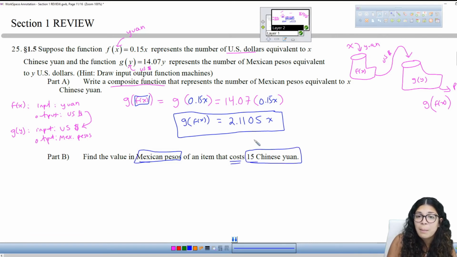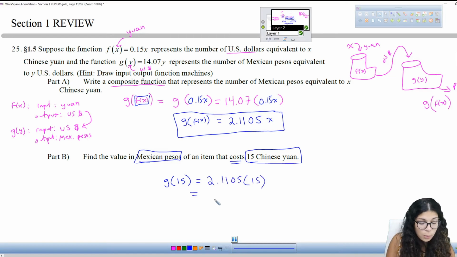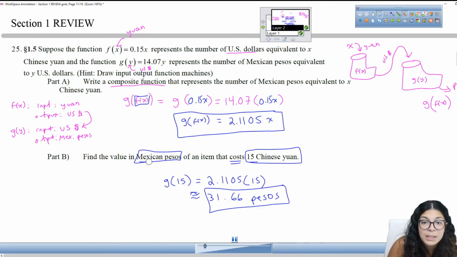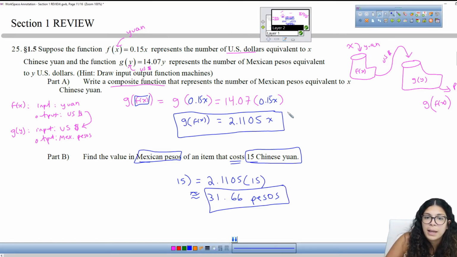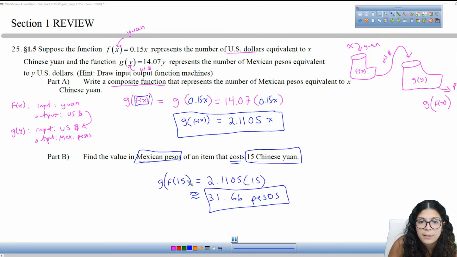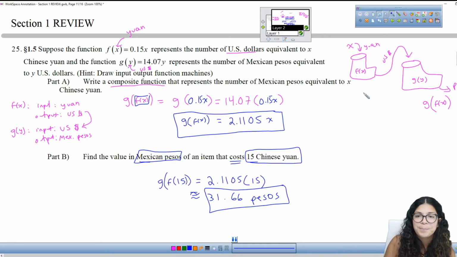Well, I can use my composition, right? I input yuan, I input 15 yuan, and that gives me 15 times 2.1105, which is 31.66 pesos. And I am rounding on that one. Oh, and I just realized for my notation, I forgot to put the F. So G of F of 15. There we go. All right.